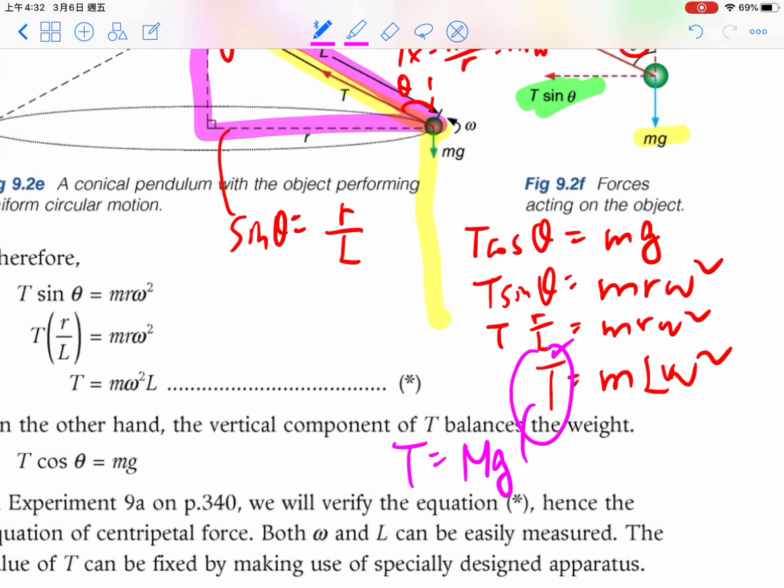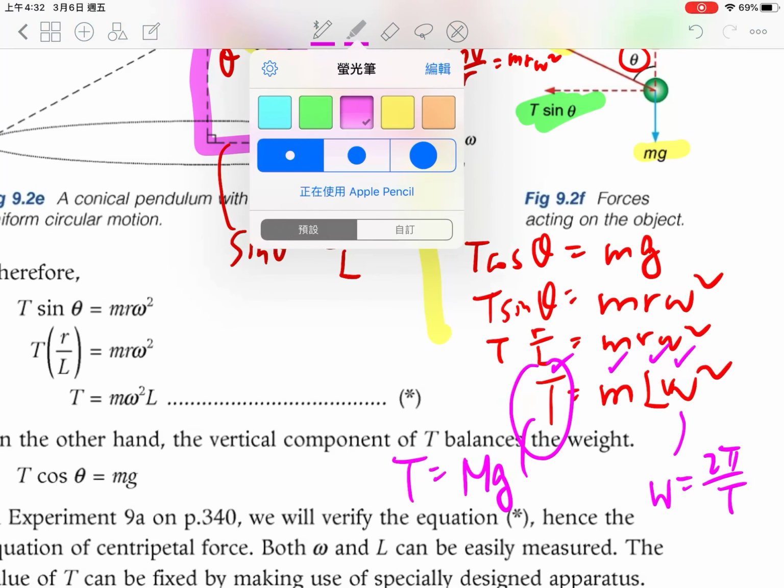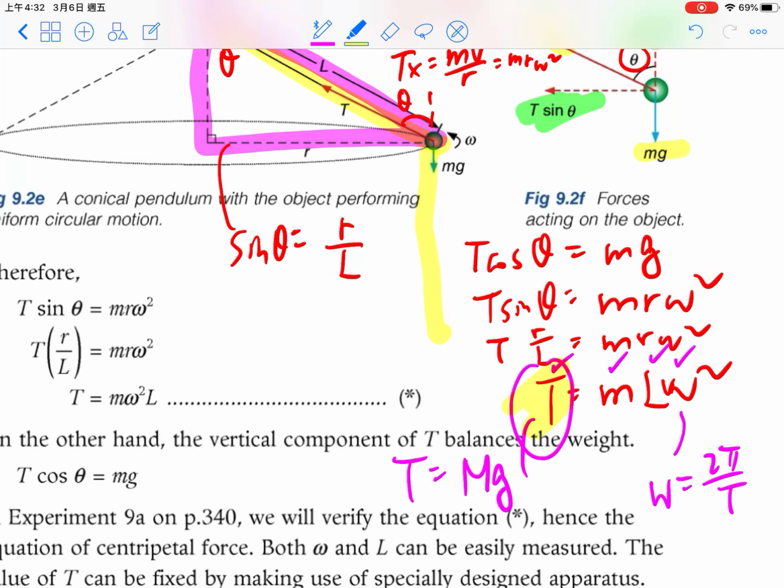Small m is the mass of the rubber band. We can also measure L, the length of the string, so we can find out omega. We can use 2 pi over T, and use a stopwatch to measure the angular speed. So if the left-hand side of the equation, T, equals ml omega squared, then we can verify the equation of centripetal force.